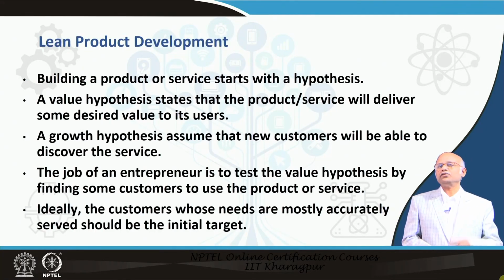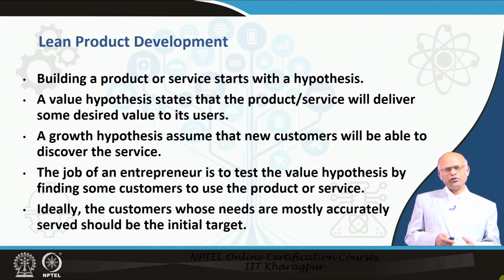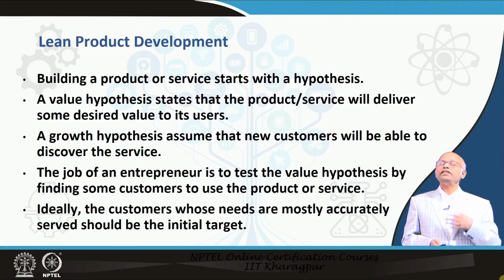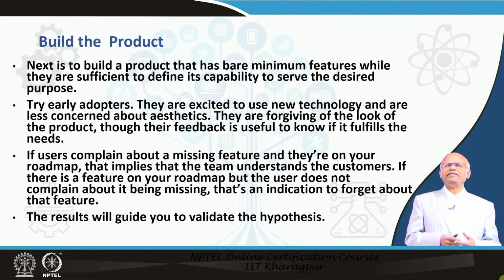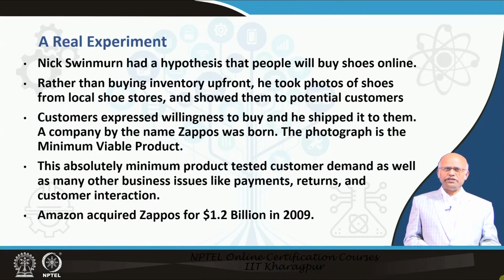Building a product or service starts with a hypothesis, the value hypothesis. We have already explained that the value hypothesis is whether we are putting in enough value, so that the customer will look at it as a superior value proposition. Growth hypothesis: will there be sufficient customers, and will customers come repeatedly. So, that is your growth hypothesis. The job of an entrepreneur is to test the value hypothesis by finding some customers to use the product. Ideally, customers whose needs are most accurately served should be the initial target, customers with the right pain. And then you build the prototype. The results will guide you to validate your hypothesis.